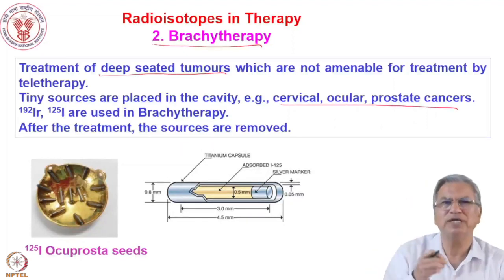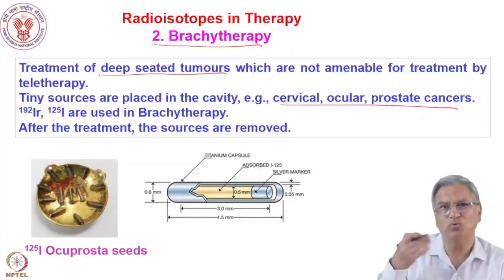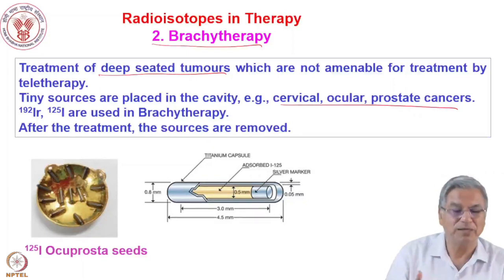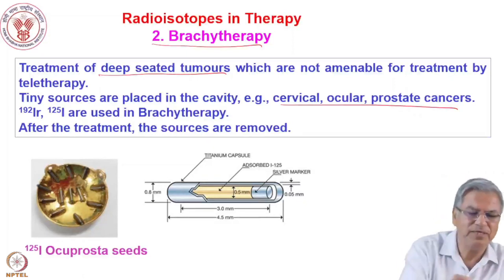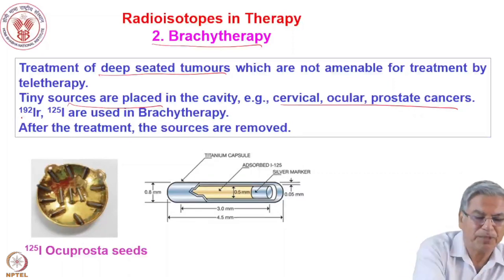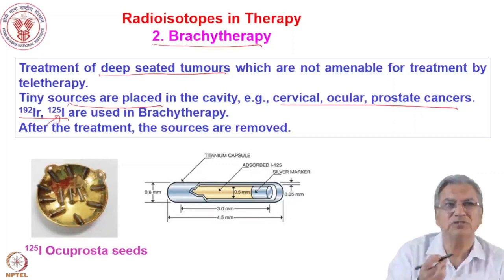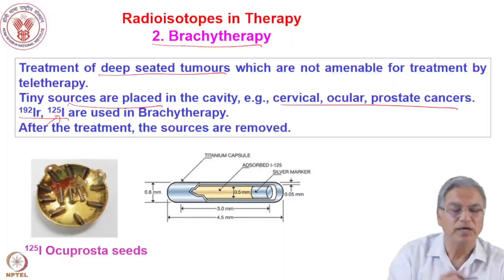These are deep-seated, so you may unnecessarily damage the other organs. Those tumors which are not amenable to teletherapy are treated by brachytherapy. In brachytherapy, you use tiny sources that can be placed in a cavity, and people particularly use iridium-192 and iodine-125. Iodine-125 has a half-life of 60 days and a gamma ray energy of about 35 keV, and iridium-192 emits gamma rays of about 100-200 keV.